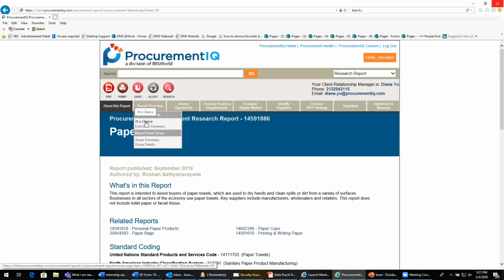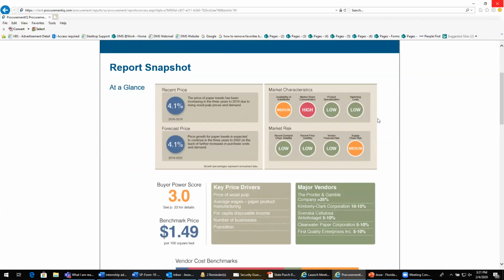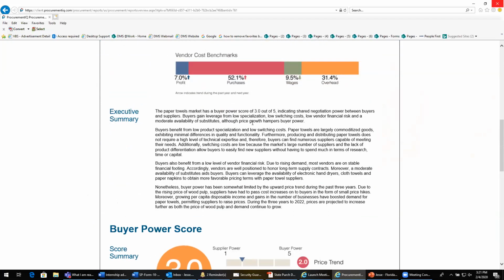If you click on at a glance, it provides you a snapshot of market characteristics, forecasted price, so is it expected to go up or down in the next few years. It talks about key price drivers, so the price of wood, trees. So, you know, if that's going to go up, then our paper towel or toilet paper costs are probably going to go up as well. So we love that we can drag and drop these really cool charts into our maps and kind of make it fancy. The executive summary is great.